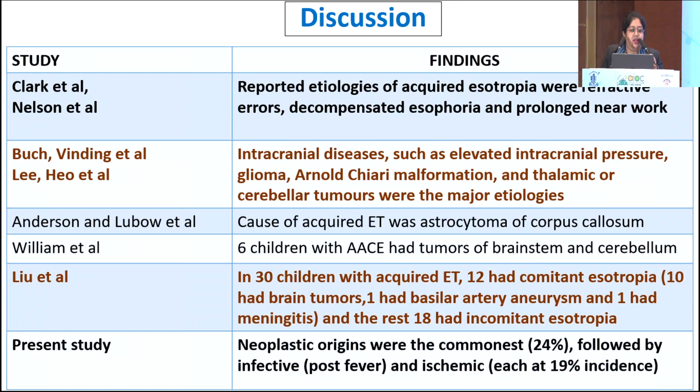Coming to discussion, in the study done by Clark and Nelson et al., acquired esotropia was found to be secondary to refractive errors, decompensated esophoria, and prolonged near work. The study by Buch-Winding et al. attributed it to elevated intracranial pressure, tumors like glioma or Arnold-Chiari malformation. Cerebral and thalamic tumors were also a major etiology. In the study by Liu et al., in 30 children presenting with acquired esotropia, 12 had comitant esotropia, whereas the rest 18 had incomitant esotropia. In our present study, neoplastic origin was the most common, followed by infective and ischemic etiologies.